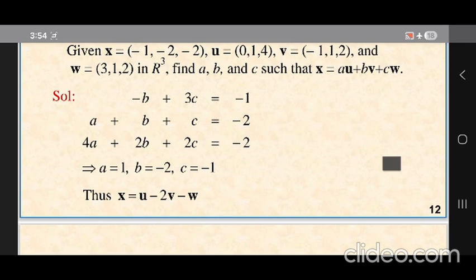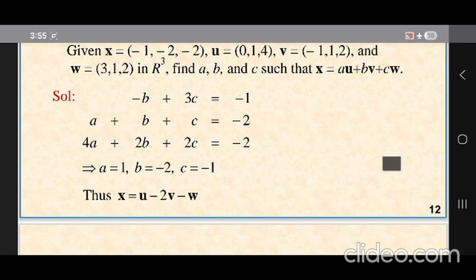Then the second equation. The second element of the x vector is minus 2, equal to, writing the right hand side here: the second element of the u vector is 1, so 1 into a, plus the second element of the v vector is 1, so 1 into b, plus the second element of the w vector is 1, so 1 into c, equal to minus 2. Then lastly, the third element of the x vector is minus 2, equal to: the third element of the u vector is 4, so 4a, plus the third element of v is 2, so 2b, plus the last element of w is 2, so 2c, equal to minus 2.